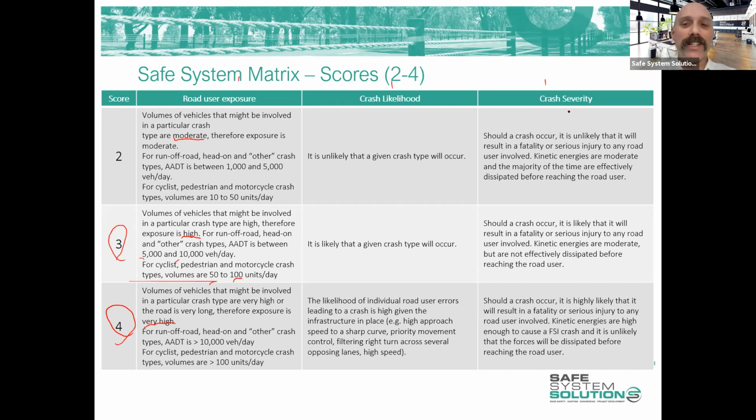Then the crash severity. This is where we have some quantification, but we also need a little bit of judgment, a little bit of subjectivity as well. So it's somewhere in between these two. For example, let's take a 3. Should a crash occur, it is likely that it will result in fatality or serious injury for any road user involved. Kinetic energies are moderate, but are not effectively dissipated before reaching the road user. And that last little bit is talking about a barrier system or something that's going to absorb energy, dissipate it over time before it reaches the occupant of that vehicle.